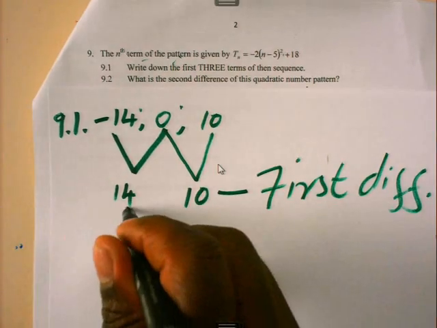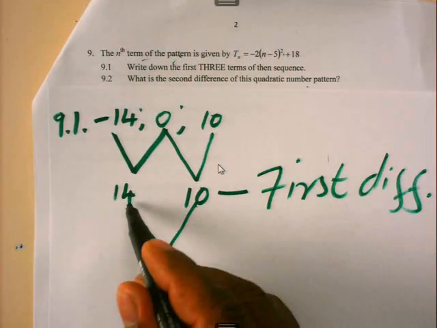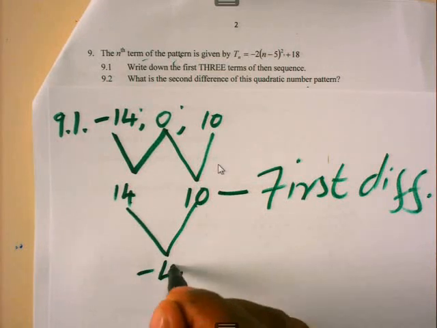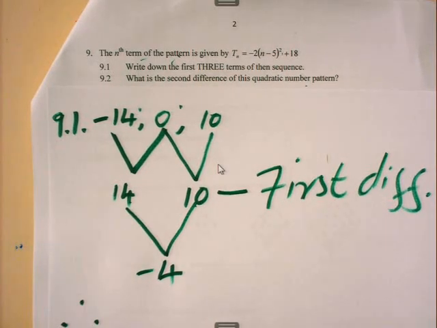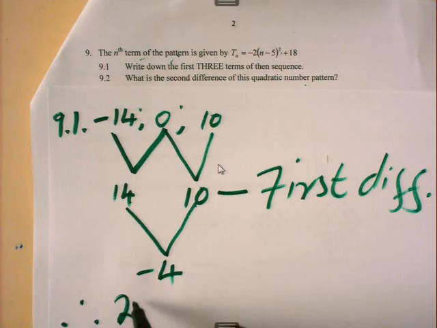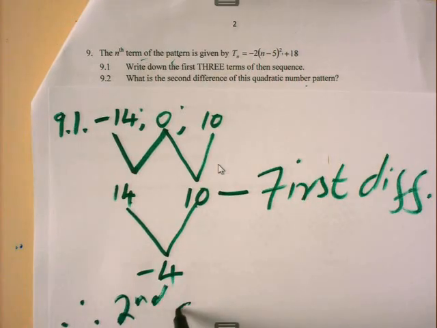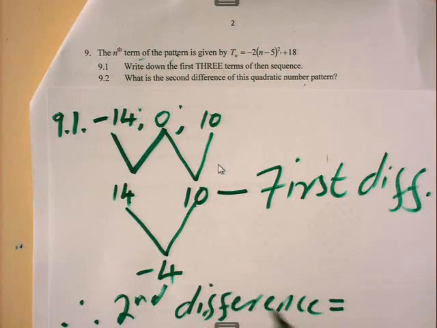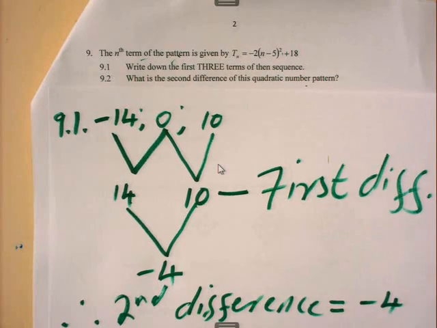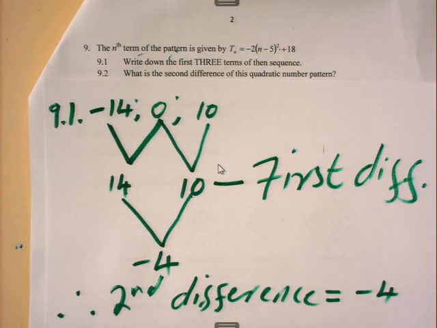Let's determine the second difference. 10 minus 14 is equal to negative 4. Therefore, the second difference is equal to negative 4. That's what the question wanted. What is the second difference of this quadratic pattern? The second difference here is negative 4. I hope you are happy with this.